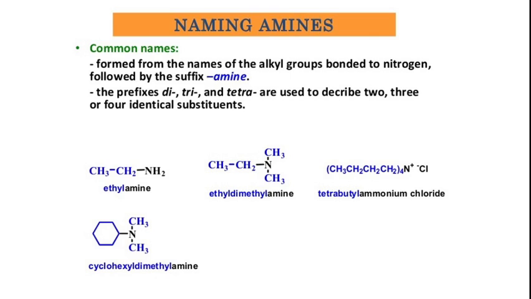Here two are methyl groups and one is a cyclohexyl group. Between C and M, which comes first? C comes first, so we have to mention cyclohexyl first, and only after that the methyl groups. This is cyclohexyl. How many methyl groups are there? Two methyl groups. That's why cyclohexyldimethylamine.